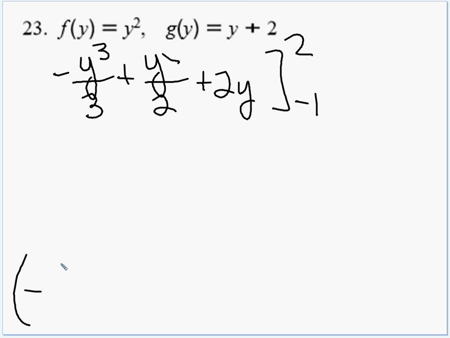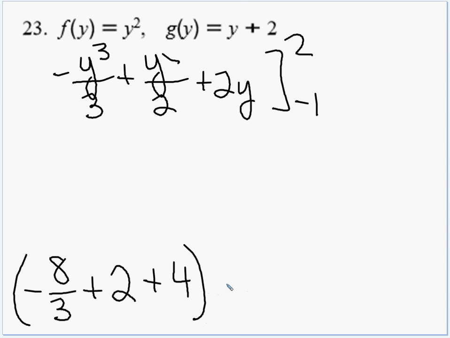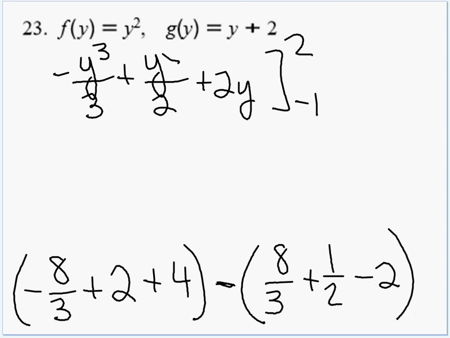2 jumps in, negative 8/3 plus 2 squared is 4. 4 over 2 is 2, plus 2 times 2 is 4. So there's our upper limit. And we're going to subtract, the negative 1 goes in there. So negative 1 cubed is negative 1, with the negative that's already out there turns that to a positive 8/3. Negative 1 squared is 1, so that just becomes plus a half, and then minus 2.